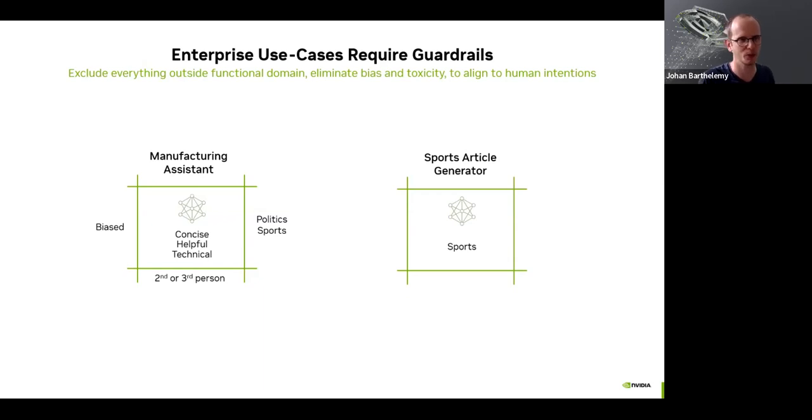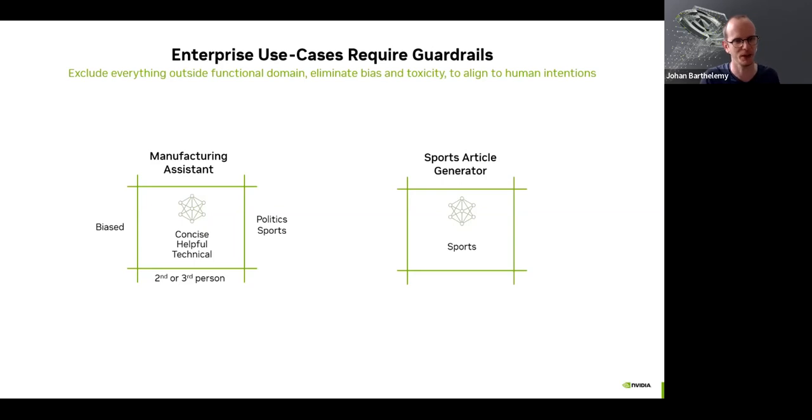Enterprise will also require some guardrails, right? So if you are building a manufacturing assistant, you just want the LLM to consume technical information about the manufacturing process. You don't care about anything about politics and sport. So you can take those parts of the data away. And you just want it to use some specific grammar. For instance, you want it to use just "we" instead of the second or the third person. So you can just exclude that as well. And of course, it's technical, so it should not be biased. So you want to remove all those biases.